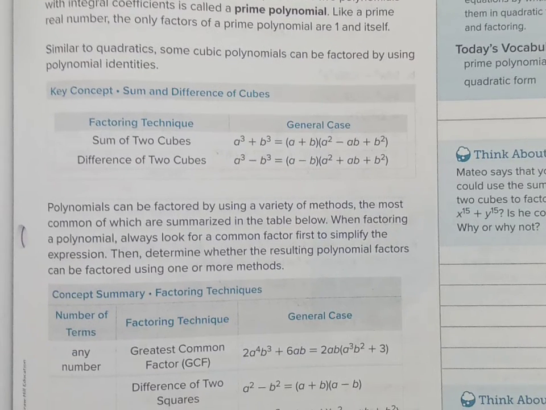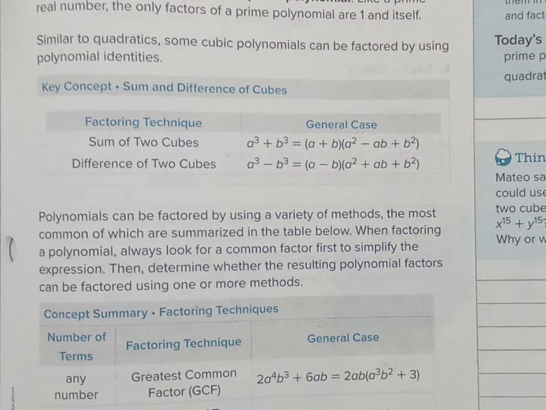Now, the sum and difference of cubes, first you have to be able to identify them. They're going to have two terms, and the two terms have to be perfect cubes. So can you or can you not take the cube root of these? And if you can, then you can factor them in this case.